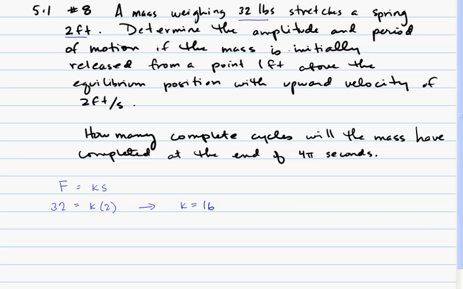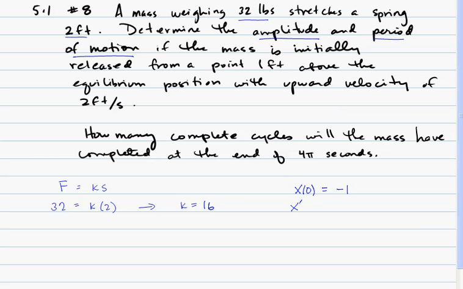Now they want us to find the amplitude and the period of motion. And they give us a little more information. That's if the mass is initially released from a point 1 foot above the equilibrium. So that means that the position initially is 1 foot, or -1. So 1 foot above equilibrium, and remember that upwards we're using a minus sign to describe. And then it has an upward velocity of 2 feet per second.